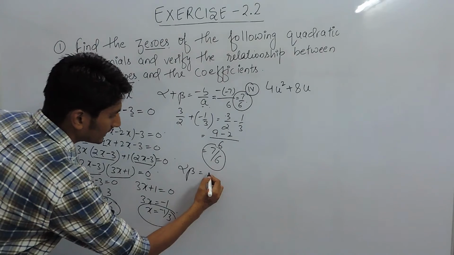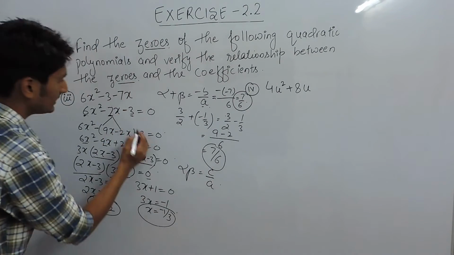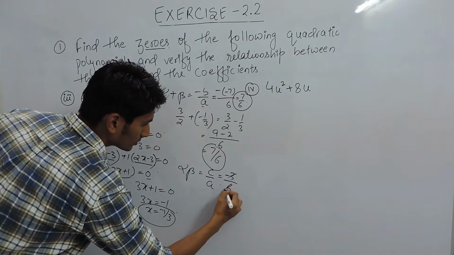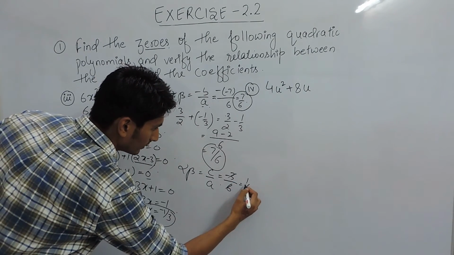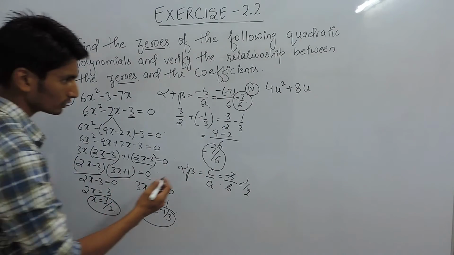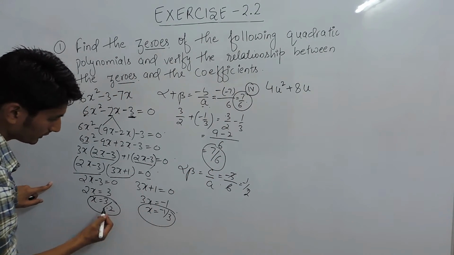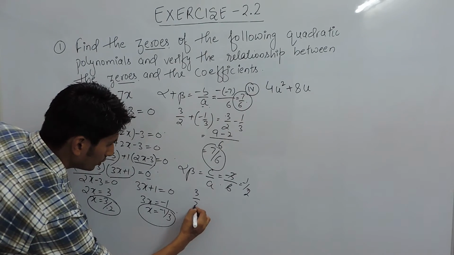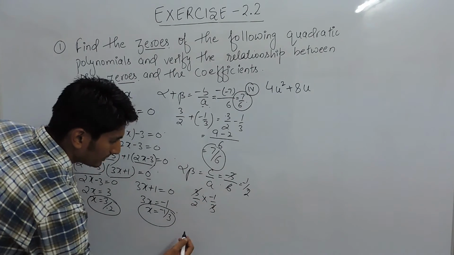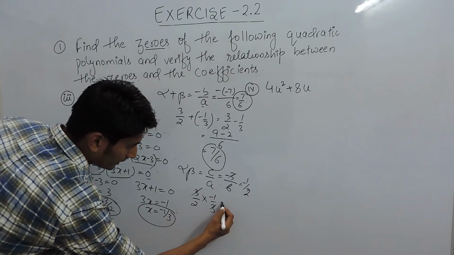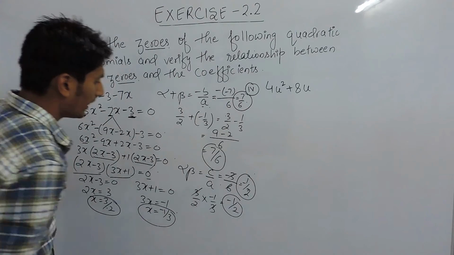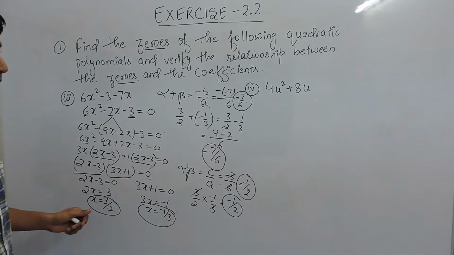Clearly, the product is basically c upon a. C is basically the constant term, which is minus 3, and a is 6. So clearly the product of roots must be equal to minus 1 upon 2. If we multiply these two, this will be 3 by 2 multiplied by minus 1 upon 3. Clearly 3 can be cancelled by 3, so the product will be minus 1 upon 2. So clearly our product and sum of roots are equal.